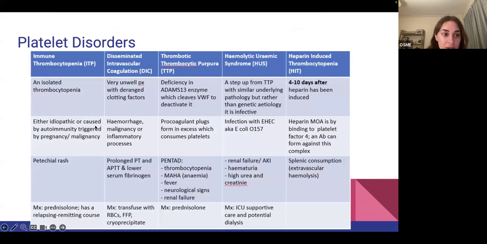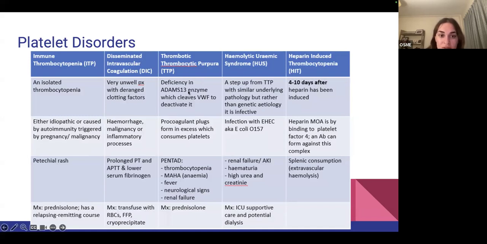So you've got ITP, which is an immune-mediated reduction in platelets, and quite often it's seen in women post pregnancy or during pregnancy, or it can occasionally be triggered by a different malignancy. They'll present with a petechial rash. This can be differentiated from DIC, where the patient's often septic and they've got a prolonged PT and APTT, and that's because your clotting factors are getting used up from all these microclots forming.